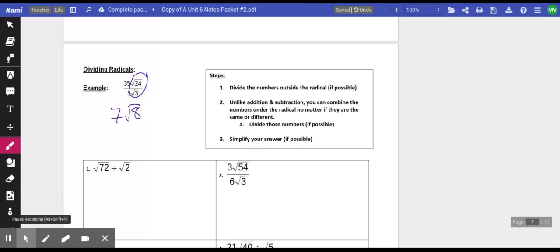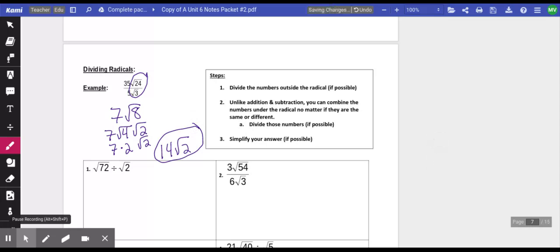Now we need to simplify. 8 has a perfect square factor of 4. So 8 is radical 4 times radical 2. Square root of 4 is 2. So it's 7 times 2, radical 2. So our final answer is 14 radical 2.